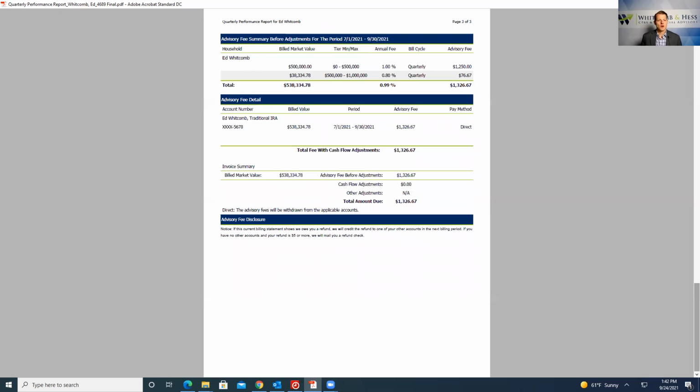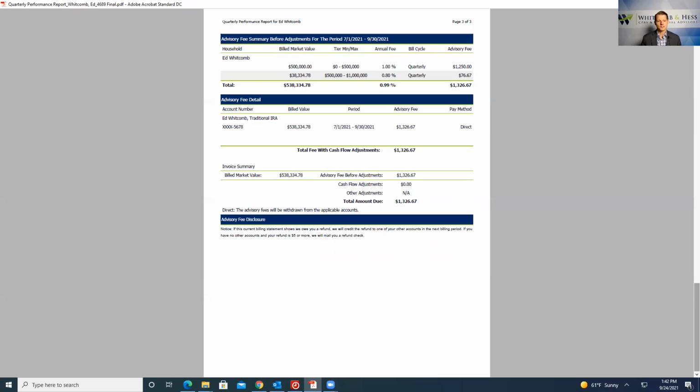The final section talks about Whitcomb & Hess's advisory fees and how they are calculated and disclosed to you. So the top section is the advisory fee summary before adjustments, and this is calculated by taking the billed market value as of the end of the quarter, multiplying by the annual fee, adjusting that for the quarterly period, and then getting to the total fee on the right-hand side.